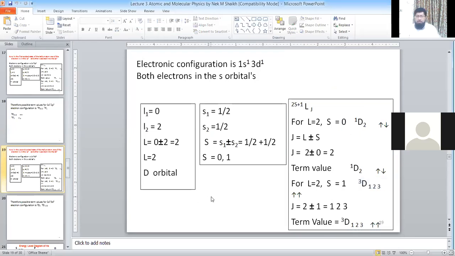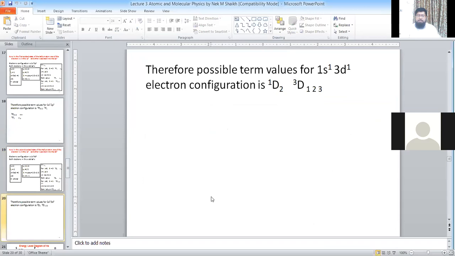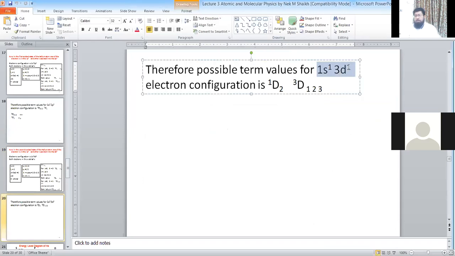So now if we conclude this whole story, we say that these are the possible term values if the first electron is in the s orbital in n is equal to 1 and the second electron is in the d orbital, n is equal to 3.